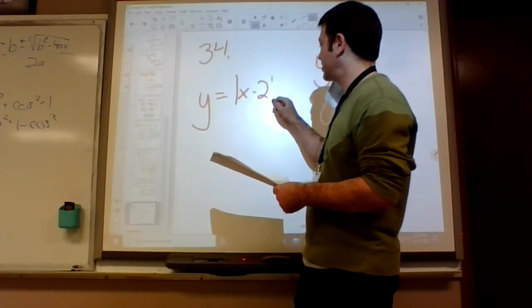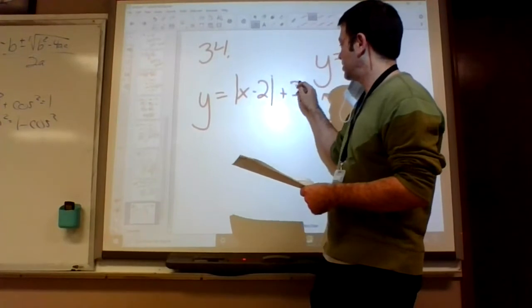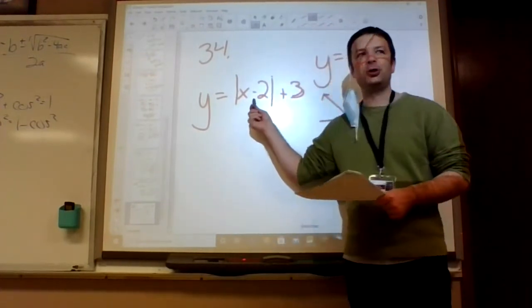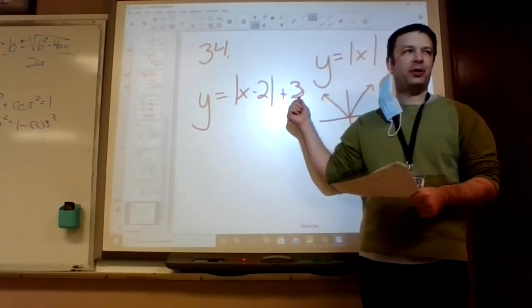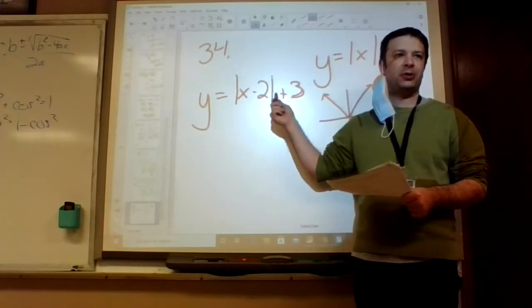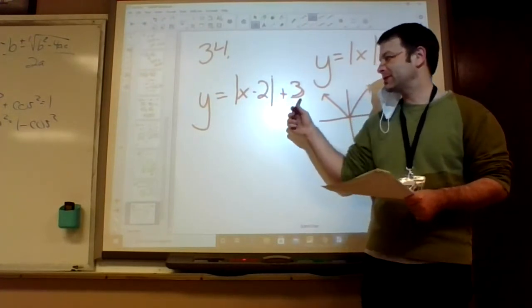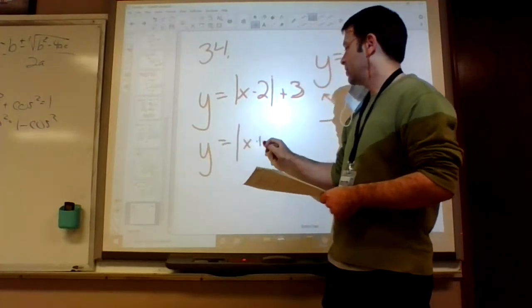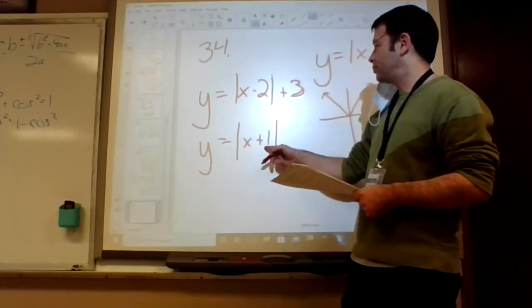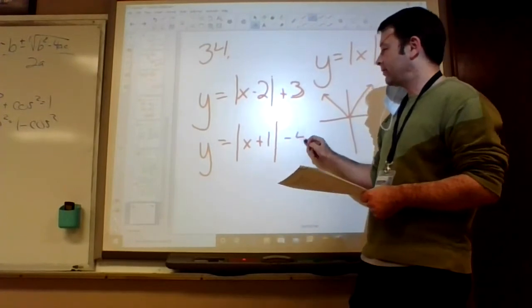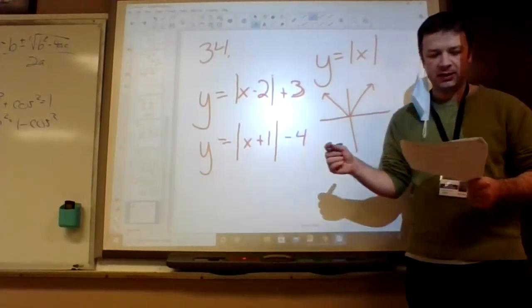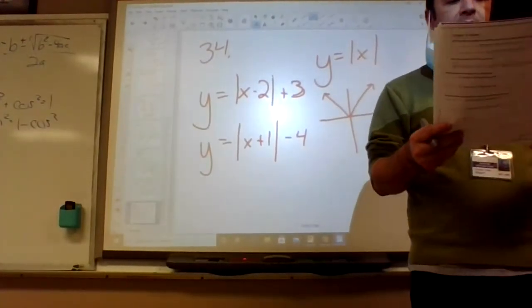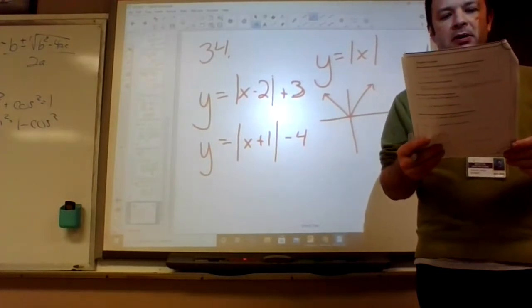If you do something like this, this would move the graph right 2, up 3. You guys remember this? So this would move the graph left 1, down 4. Okay, that's how. So you add 2 and add 5. Except no, it's right 2.